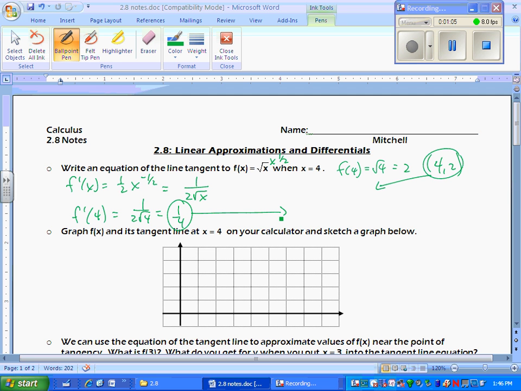So we can write an equation of the line that goes through that point with that slope using point-slope form. y minus 2 equals the slope times x minus 4. We can go ahead and distribute and put this in slope-intercept form. We get y minus 2 equals 1/4 x minus 1. And then add the 2 to both sides. We get 1/4 x plus 1.